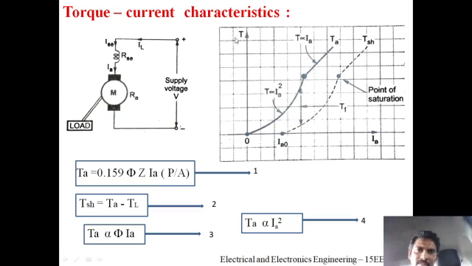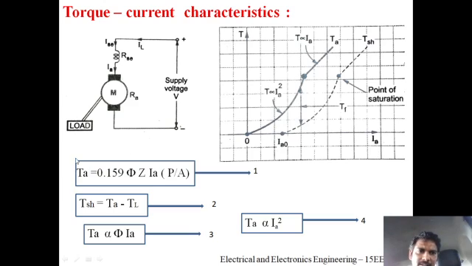We have understood what is meant by torque, and we know what is Ia. Ia is nothing but the current flowing through the armature part. For understanding the characteristics, let us try to establish a relation between the torque and the armature current.